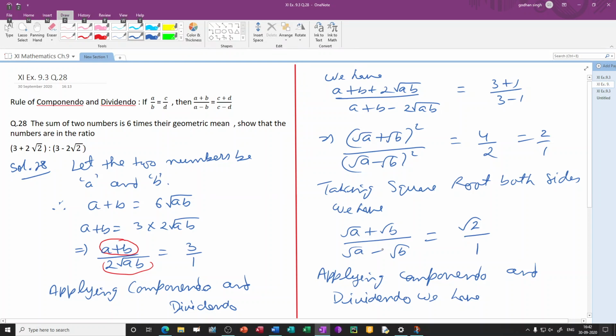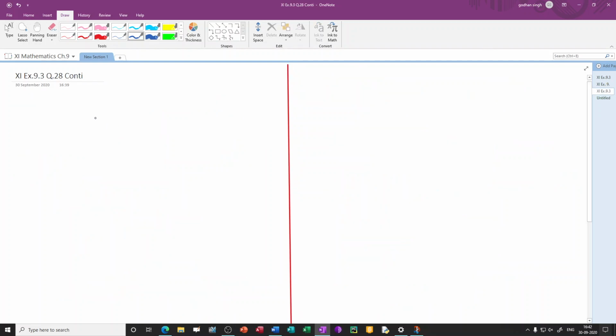So now applying componendo and dividendo, this is our a and this is our b, this is c and this is our d. So this whole root 2 is our c and this is d. What we are going to get is a plus b over a minus b equal to c plus d over c minus d. So that is what we are going to write, a plus b, that is root a plus root b, plus, that is root a minus root b.